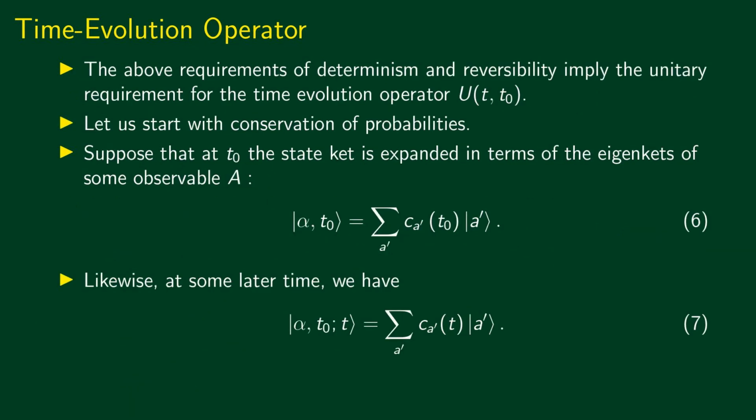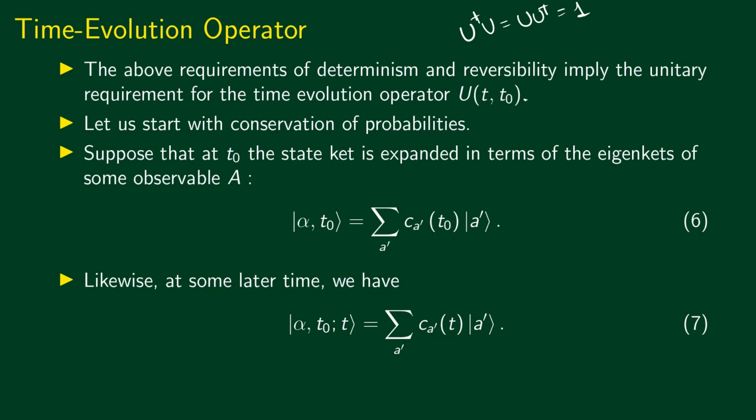Now we can show that these requirements of determinism and reversibility imply that the time evolution operator is actually unitary. This is what we are going to see. If you need the normalization to be preserved or the orthogonality to be preserved, this means that the time evolution operator has to be unitary. You have already seen unitary operators. If an operator is unitary, it means that U†U is equal to UU† is equal to the identity operator. This is unitarity. So let's see how a requirement leads to the unitary condition.